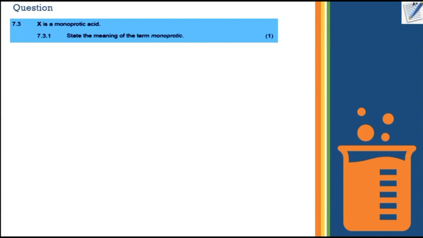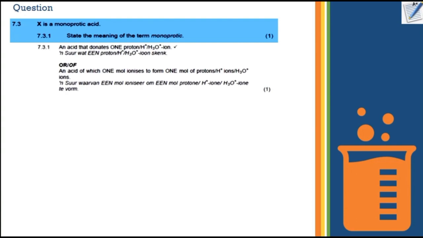7.3. Part of the same question. They tell us X is a monoprotic acid. They don't tell us what it is. They just say X. State the meaning of the term monoprotic. Well, monoprotic acids are acids that donate one proton, or one H3O plus ion, or one H plus ion. So that is the definition of monoprotic.